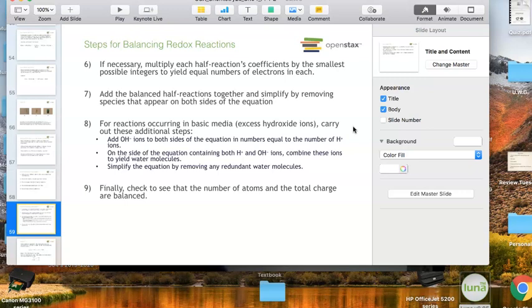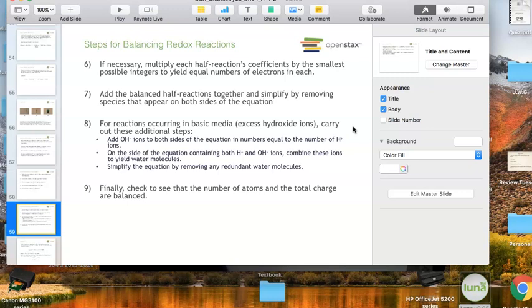So depending on whether your solution is acting as an acid or acting as a base, and the problem will tell you which one it is, whether it's an acidic or a basic media.